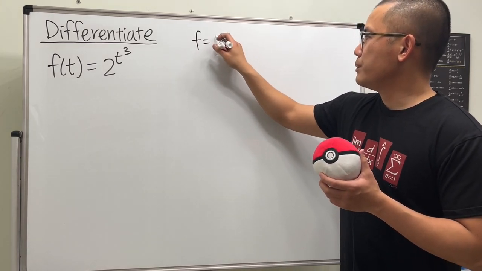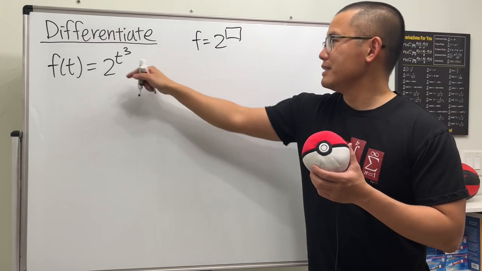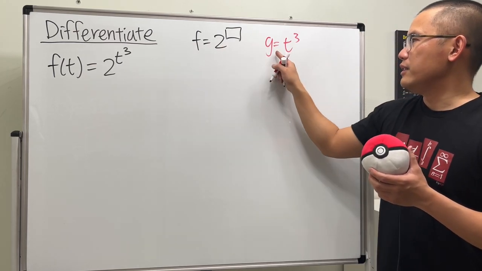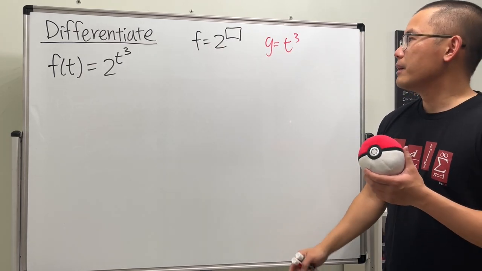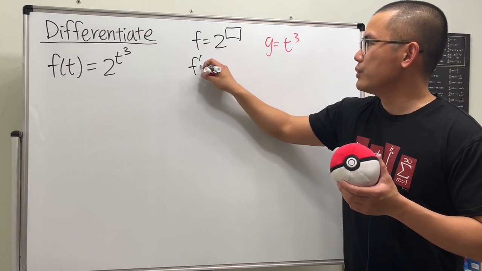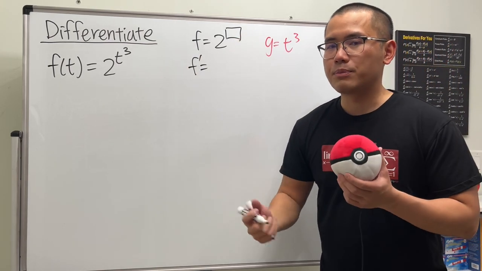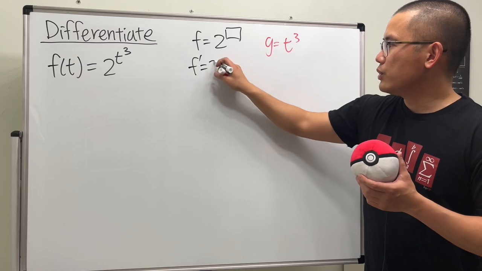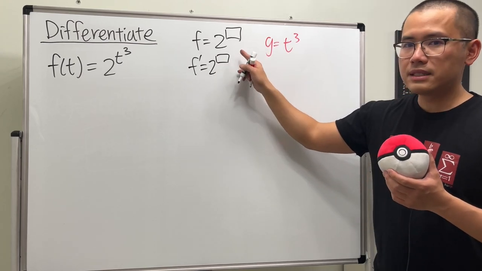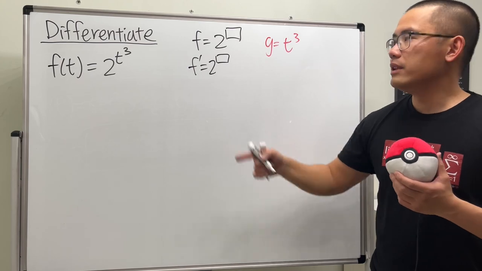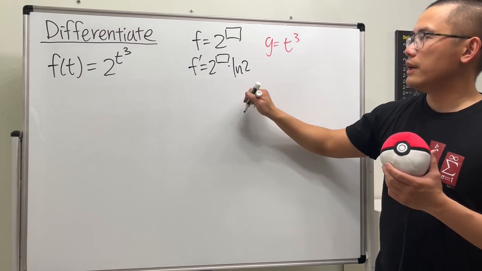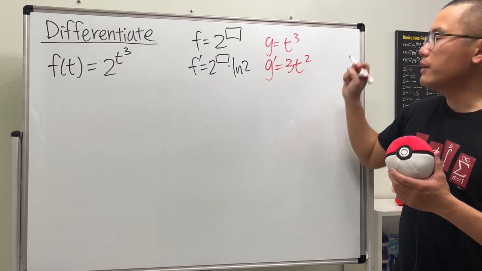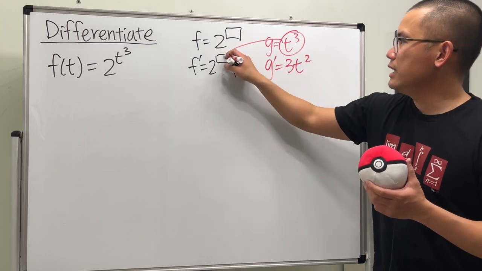Well, I'll just write down little f to be 2 to the box, and then the box has t to the third power, and I'll denote that by g. And again, if you don't want to write down a little f and little g, just keep track, that's fine too. But anyway, what's the derivative of 2 to the box? Well, you have to remember your exponential derivatives. The derivative of 2 to the variable right here, we will get 2 to the same thing, so 2 to the box, but we have to multiply by ln of the base, so we multiply by ln 2, all right? So you remember that. And then, of course, g prime is just 3t squared. Now, we put this in the box and multiply.